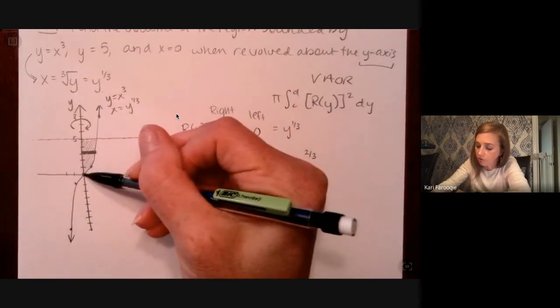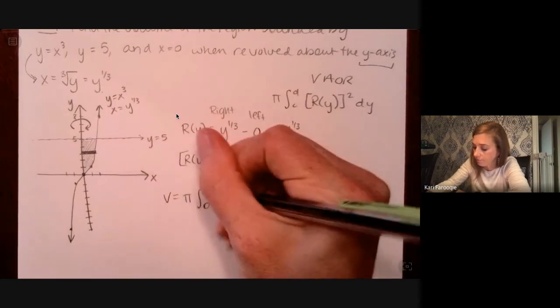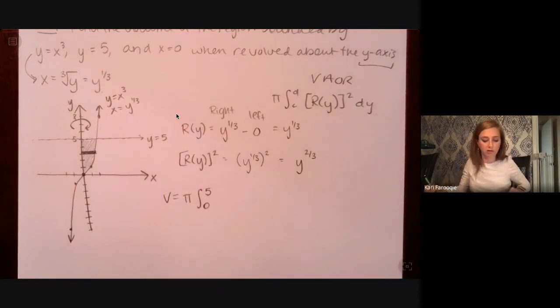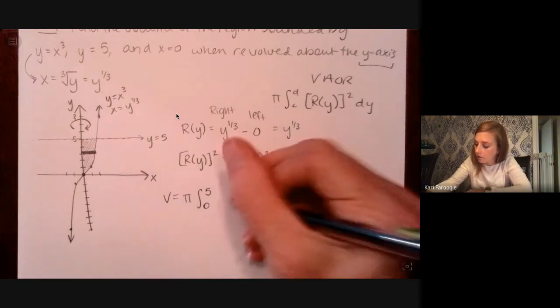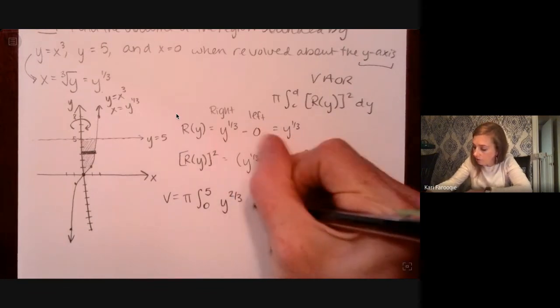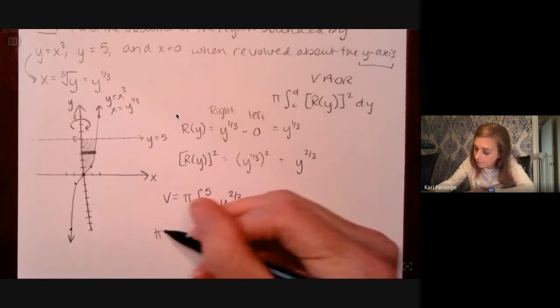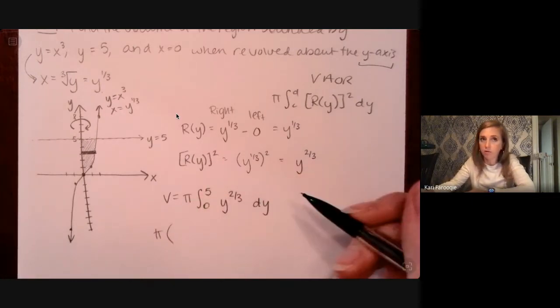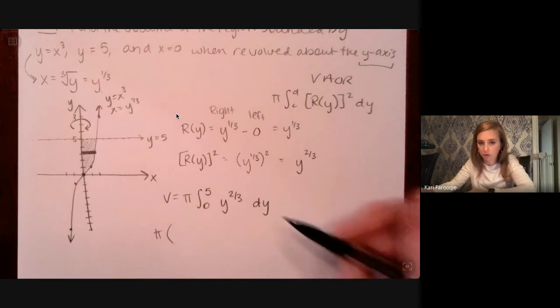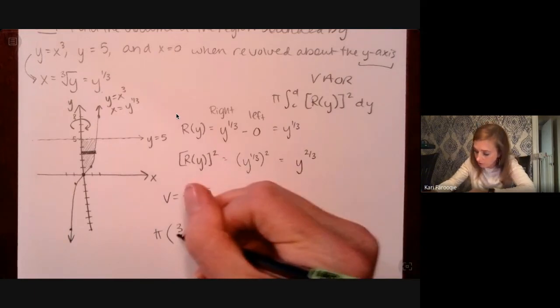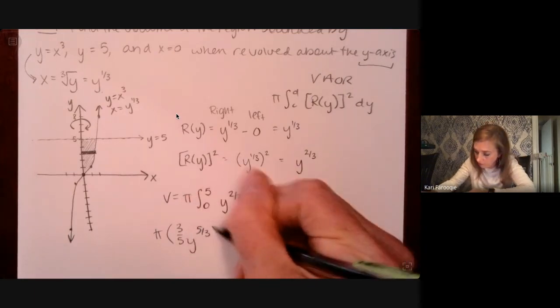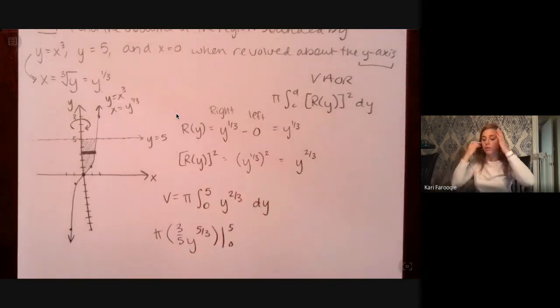So we're going from 0 to 5. Don't make it harder than it has to be. R of y quantity squared dy. So now we're going to integrate. I'm going to add 1 to the power, and I'm going to divide by the new power. When I add 1 to 2/3, well, 2/3 plus 3/3 is 5/3. So I'm going to get 3/5 y to the 5/3. And I'm going to evaluate that from 0 to 5.